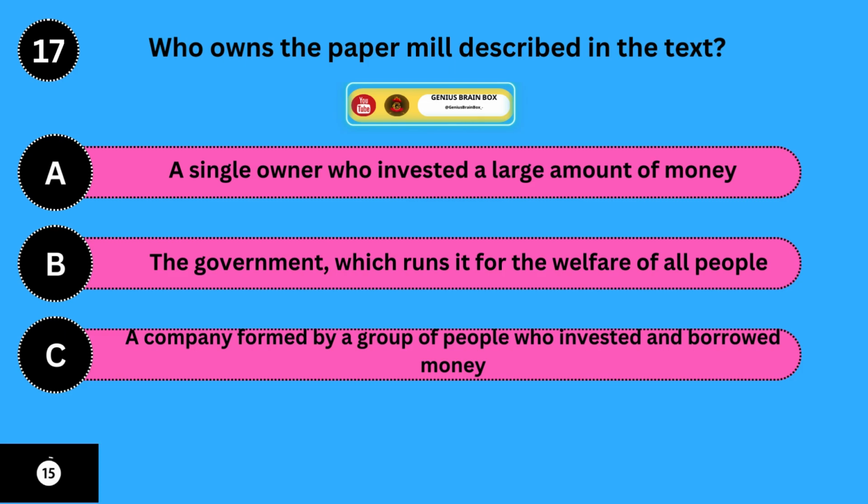Option A. A single owner who invested a large amount of money. Option B. The government, which runs it for the welfare of all people. Option C. A company formed by a group of people who invested and borrowed money.